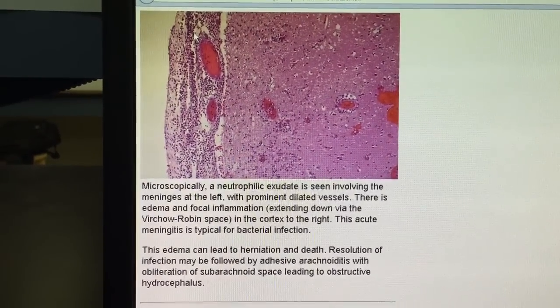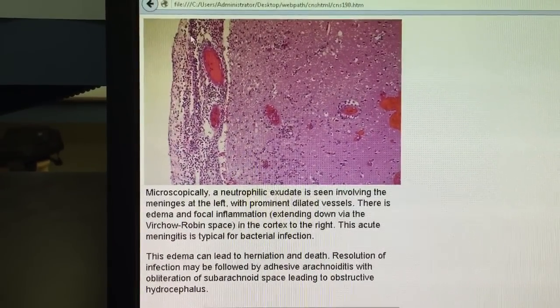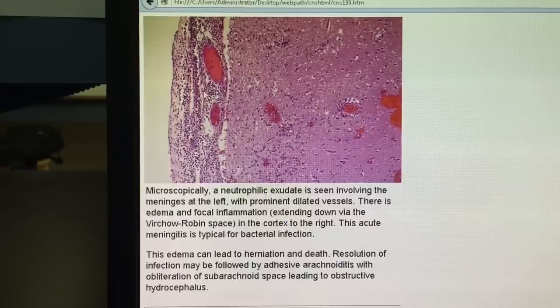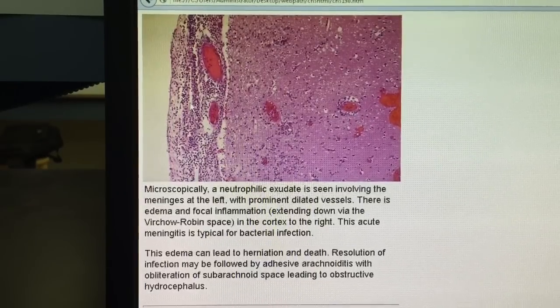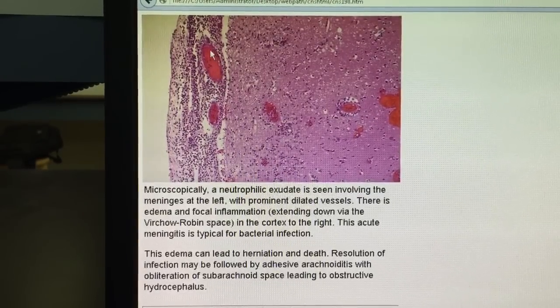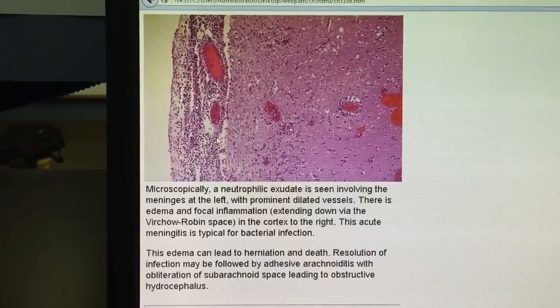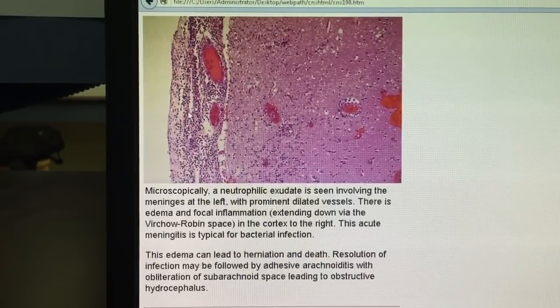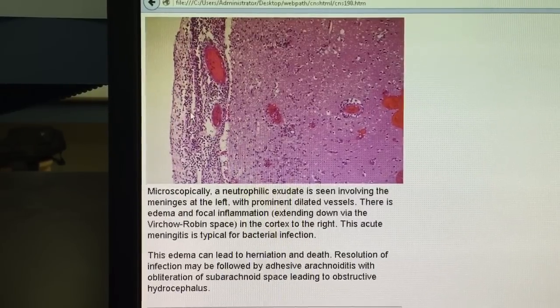Under the microscope, how can we see this one? A neutrophilic exudate, or a collection of neutrophils, or abscess formation. And here is a dilated blood vessel. This is a case of acute bacterial meningitis.